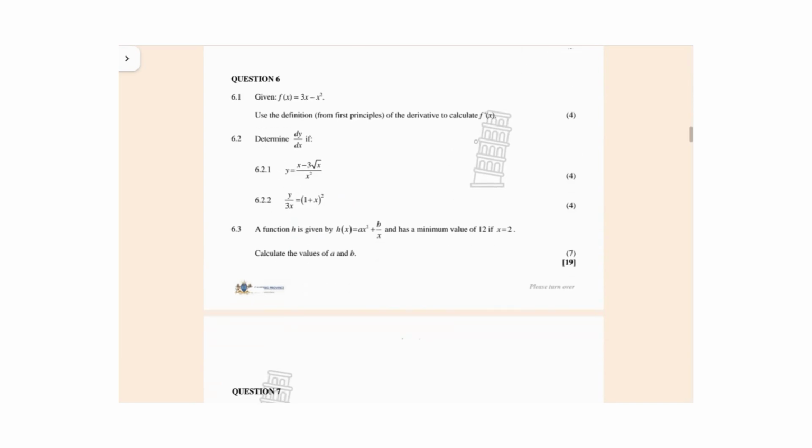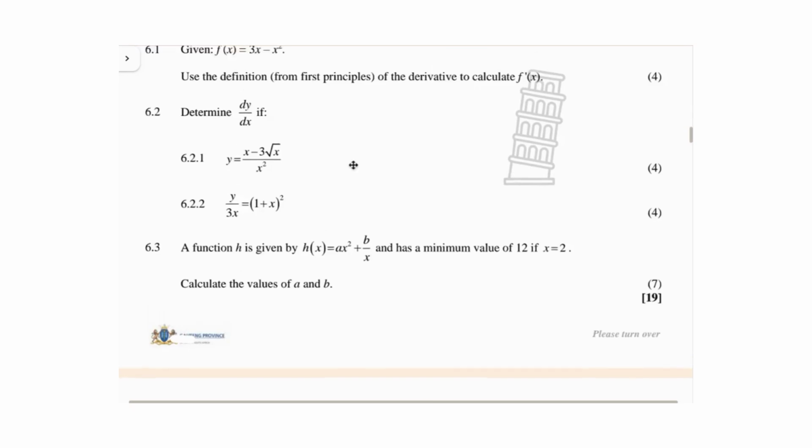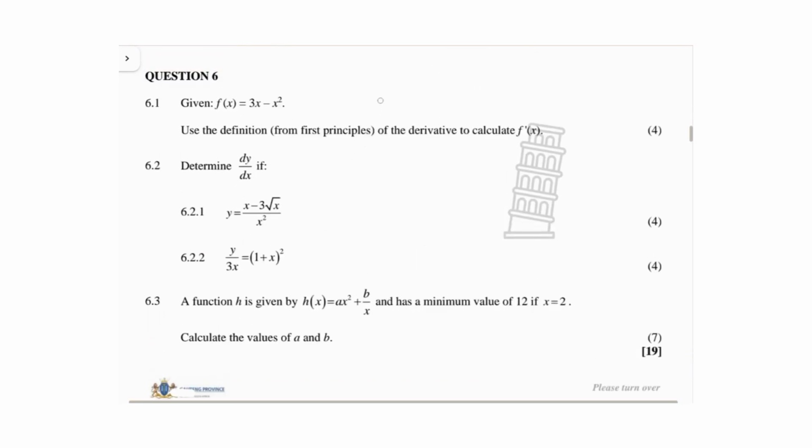Okay, so starting with question 6. We are given f(x) = 3x - x². Use the definition from first principles of the derivative to calculate f'(x). So we need to differentiate using first principles. With first principles, we make use of f'(x) = the limit as h tends to 0 of [f(x + h) - f(x)] divided by h.